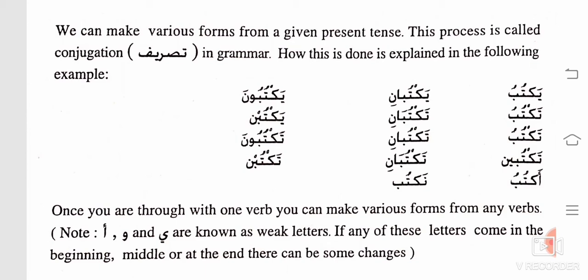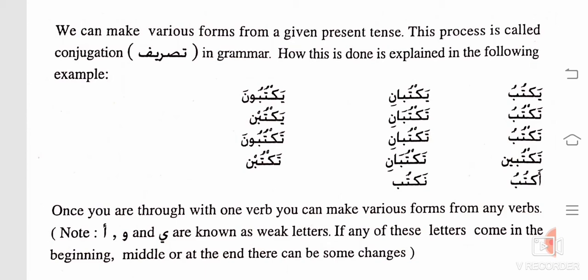How this is done is explained in the following examples. There are 14 forms of present tense. These all forms are available here. So, kataba, that is the form we have been given. And that kataba is fi'l madi and yaktubu is fi'l mudari. How to conjugate yaktubu? That is we are going to learn now.